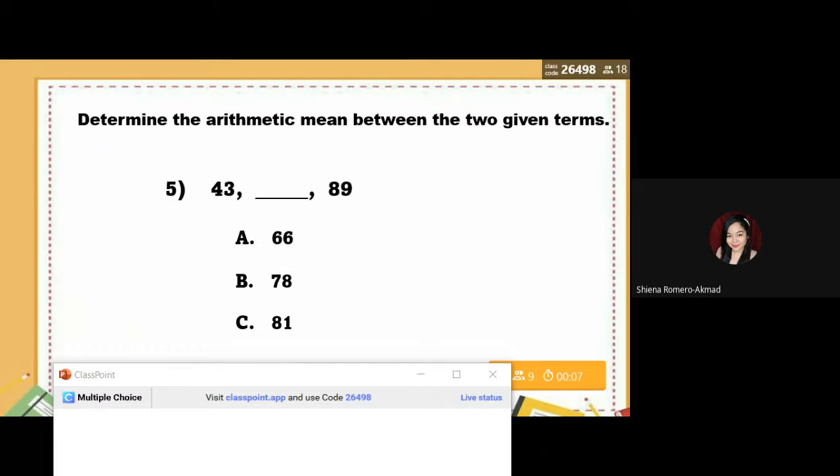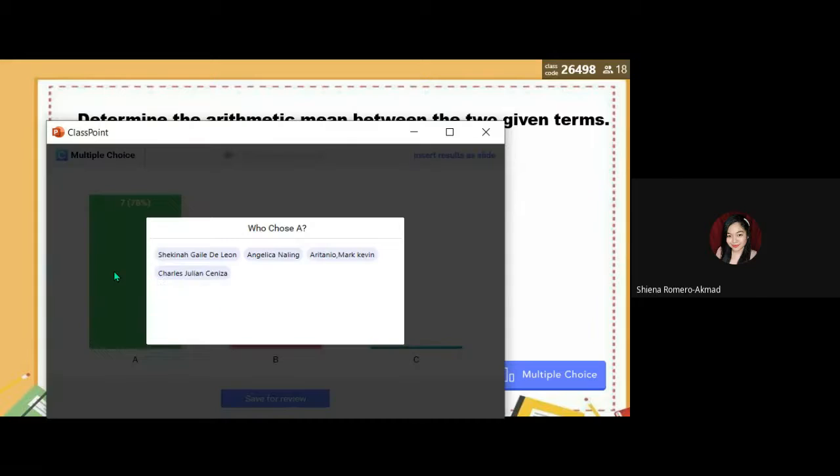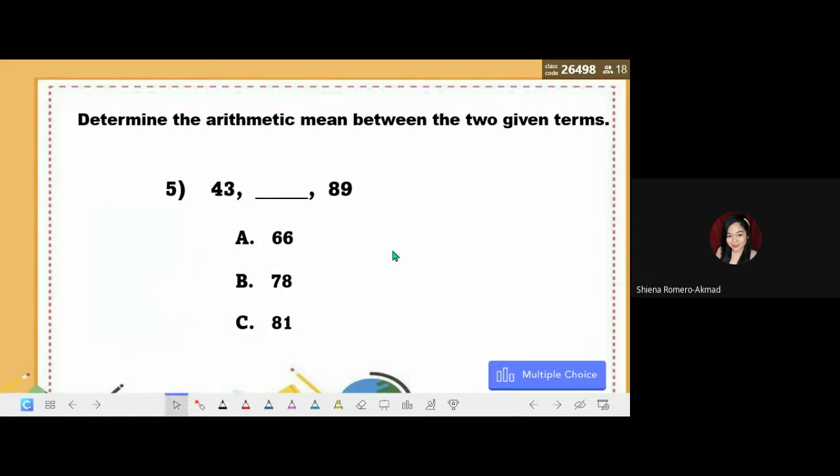Tapos habang ginagawa natin to, magpo-post ako sa ating group. Ayan, so meron tayong 7 students who answered A, 2 students who answered B, and none answered letter C.